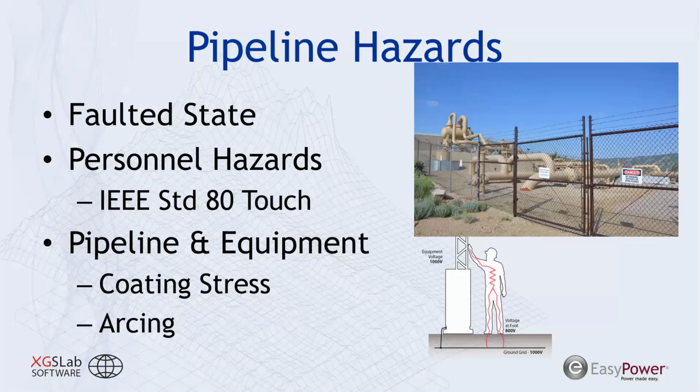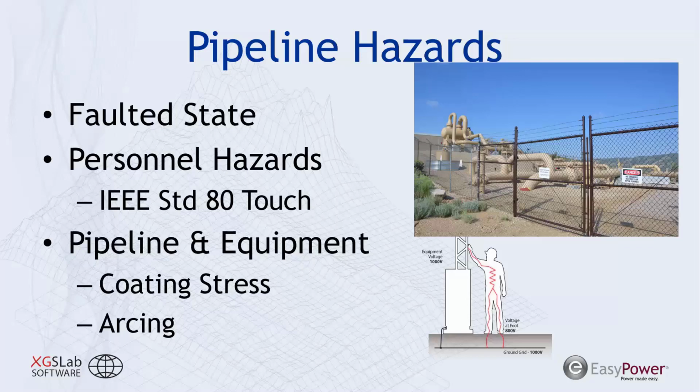And often when we're looking at a personnel limit, or what is an acceptable voltage limit for applying any sort of mitigation to a pipeline, we can use some of the calculation methods that are provided in IEEE Standard 80. If you're not familiar with this standard, it's the standard for a substation's grounding system. In there, it provides calculation methods to determine a survivable voltage level for personnel working on the pipeline, or in this case, in the substation.